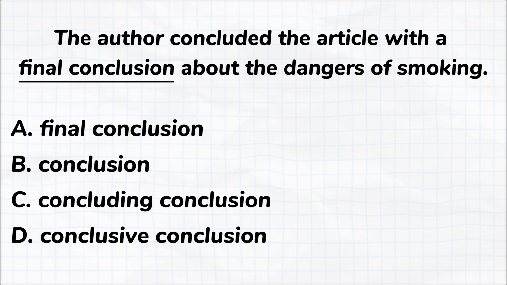All right, let's look at redundancy, also known as wordiness. These are the easiest points on the ACT if you know the trick, but they're also the ones where people overthink and second-guess themselves. Here's the sentence. The author concluded the article with a final conclusion about the dangers of smoking. Right away, you should notice something strange. The words final conclusion. Do we really need both of those?